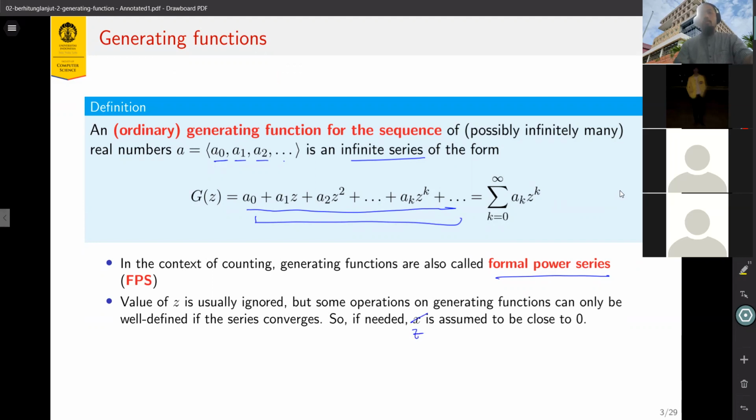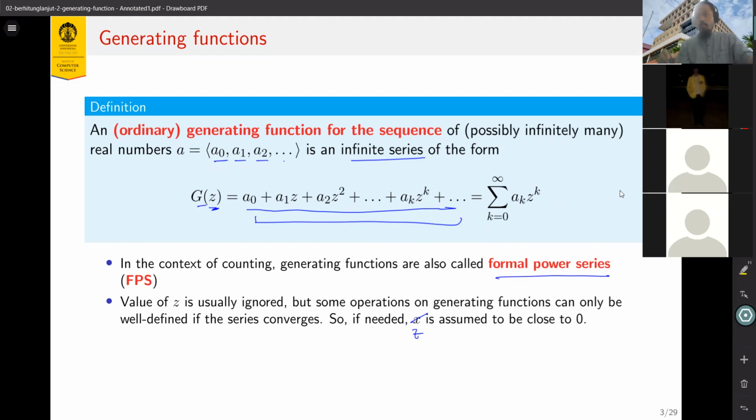Okay. So the value of z here is not intended for calculation. So you usually do not put in a value of z. Don't put z equal to something, right? So ignore the value of z. Consider z as simply a symbol.